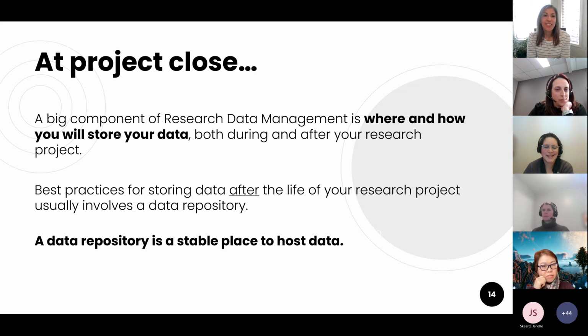Thanks, Kaylin. This series of workshops has messaged over and over again that a big component of research data management is where and how you will store your data, both during and after your research project. Best practices for storing data after the life of your research project, so at project close, usually involves a data repository, and a data repository is simply a stable place to host your data.